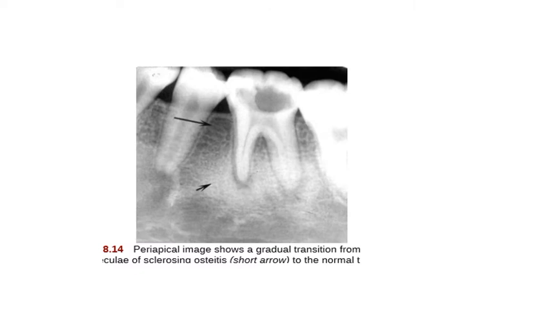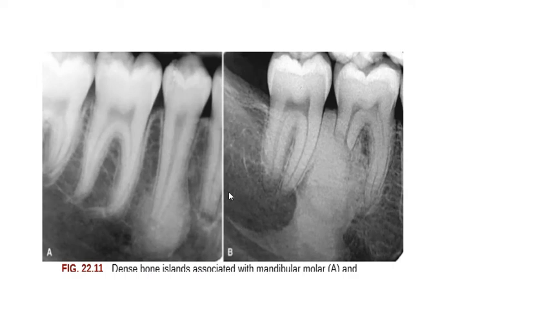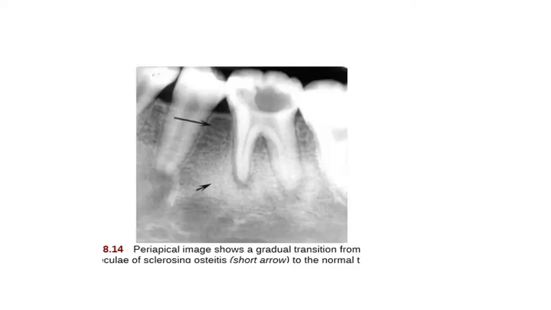Also, paying attention to the transition that is narrow when we are dealing with dense bone islands. The transition to the normal bone structure is very narrow, but in case of sclerosing osteitis during periapical inflammatory disease, the transition is rather large between the inflamed area and the normal trabecular structure of the jaw bones.